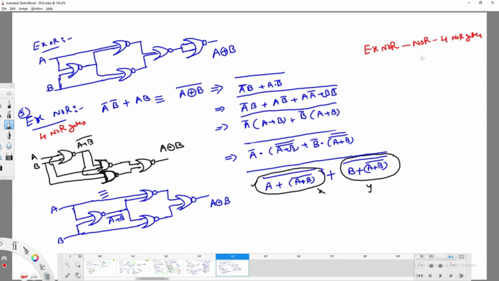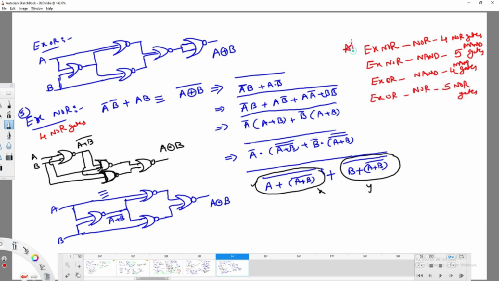4 NOR gates. If you would like to construct the same XNOR with NAND, how many gates are required? 5 gates are required. You have to remember, this is important. If you would like to implement an XOR gate with NAND, 4 NAND gates are required. If you would like to implement the same XOR with NOR, 5 NOR gates are required. I hope you understood clearly.